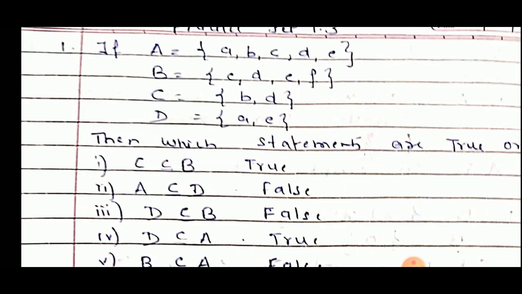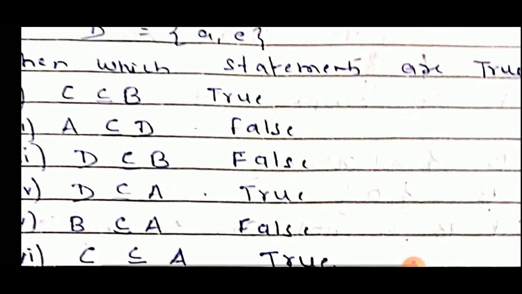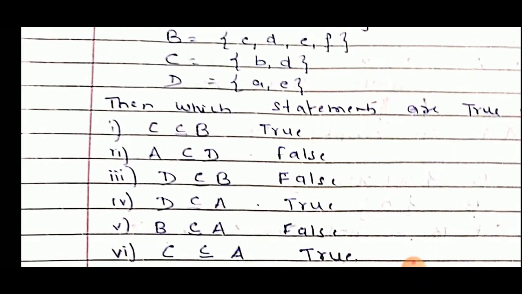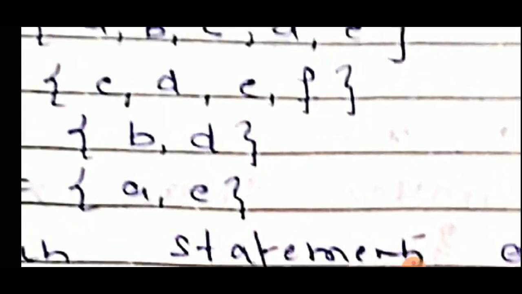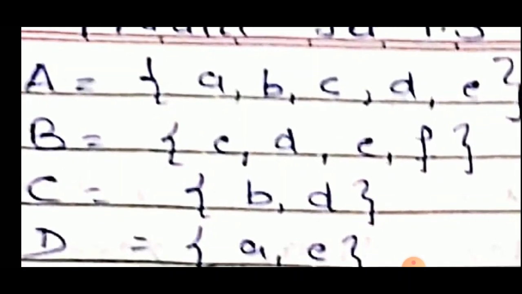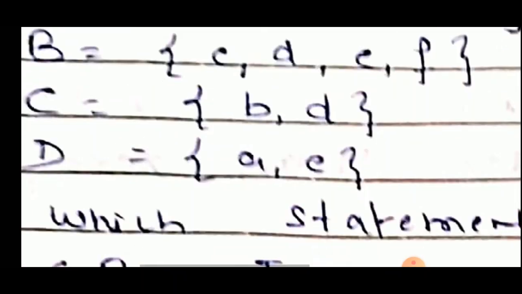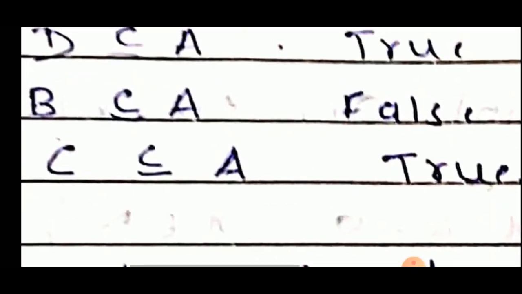Then D is a subset of A. Here this is a true statement, because A and D are also elements of set A. Now B is a subset of A. This is a false statement, because F is there in B, but F is not there in A. So all the elements of B are not the elements of A. So "B is a subset of A" is a false statement.